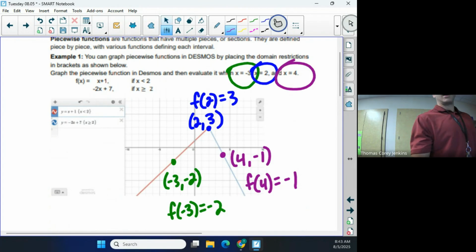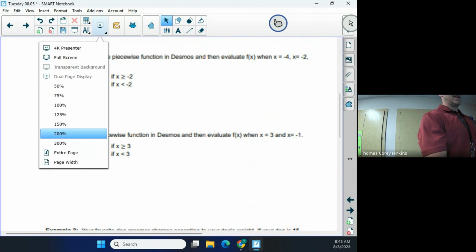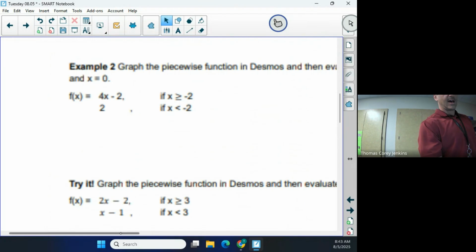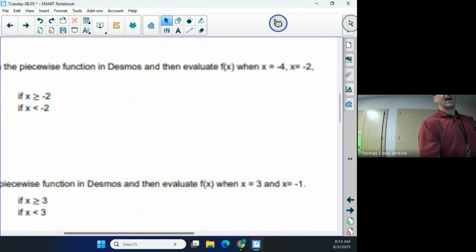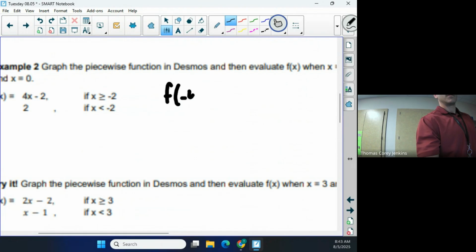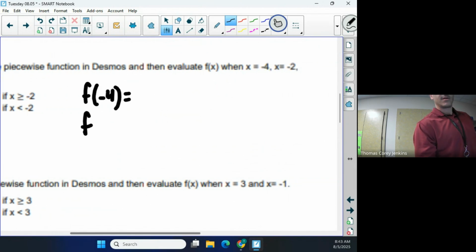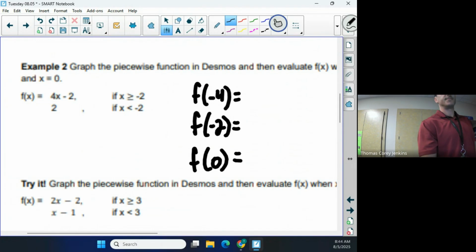Let's work through number 2 together then, which is not graphed for us on our note template. It says graph the piecewise function in Desmos and then evaluate f of x when x is -4, -2, and 0. So we want to find f of -4, f of -2, and f of 0. All right, so let's do it.